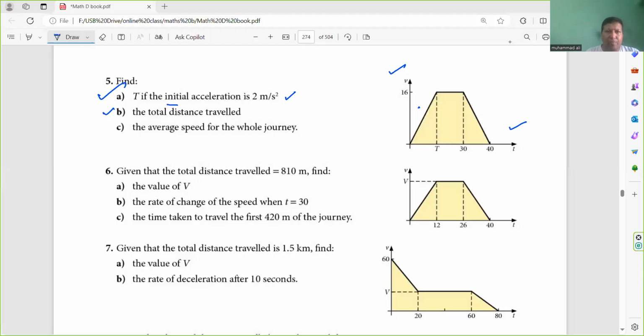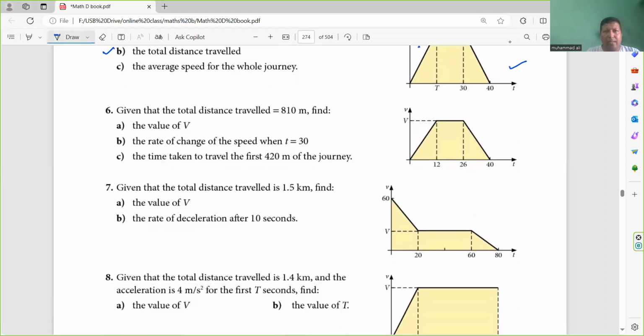Number 6, given that the total distance traveled is 810 meters. The total distance traveled here is 810 meters. So find the value of v. We have to find out the value of v, velocity. Part B, the rate of change of speed when t equals 30. Where t equals 30, the rate of change of the speed. That means we have to find out the acceleration.